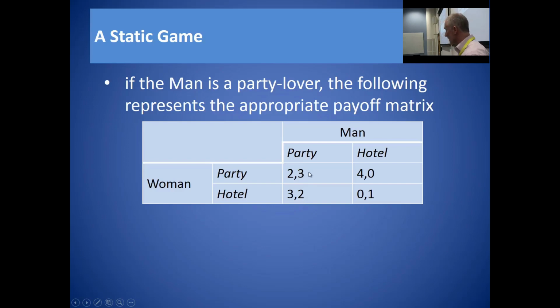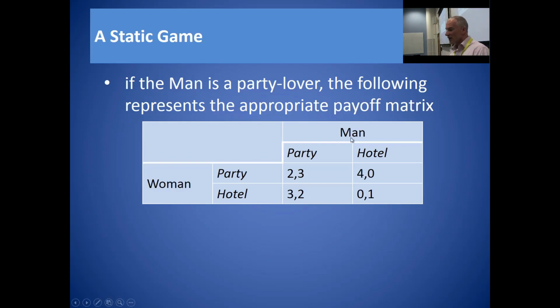Now, we said he would rather go with the woman than without the woman. So when he goes to the party with the woman, he gets his payoff of 3. When he goes to the party without the woman, he gets his payoff of 2. But these are the highest two payoffs. If you compare these to when he goes to the hotel, 0 and 1: 0 is less than 3, and 1 is less than 2. So that's why he has his dominant strategy, that strong preference for going to the party.